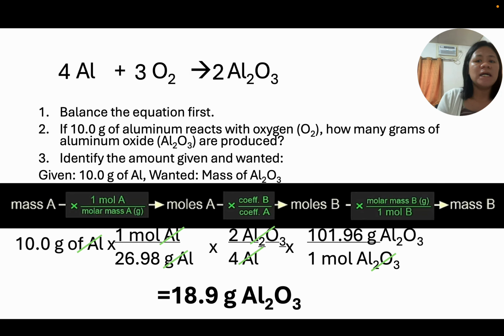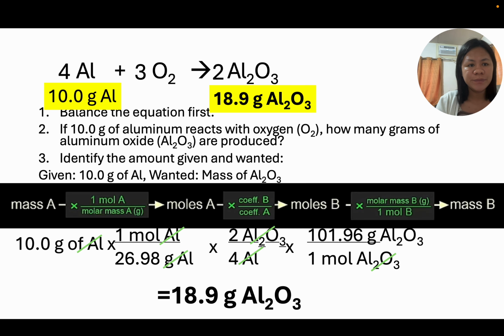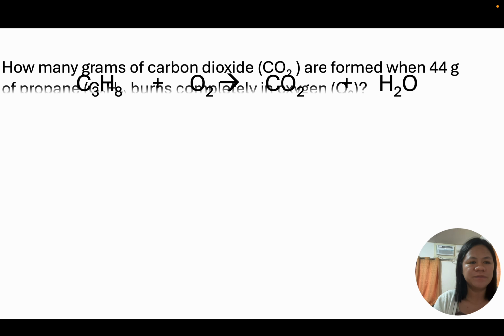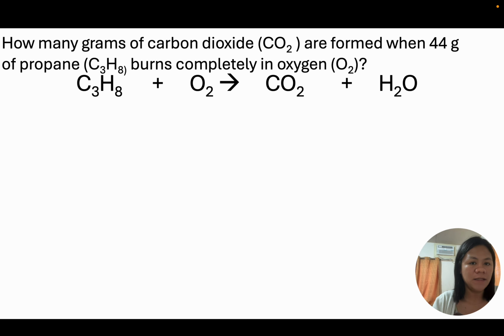So take note, in 10 grams of aluminum, now we're gonna get 18.9 grams of Al2O3. Ganun lang siya kadali. I hope you got that on the second na example. The third example is this equation. So, of course, first thing na gagawin natin is to balance. But first, we will see muna what is asked or what is the question. How many grams of carbon dioxide are formed when 44 grams of propane burns completely in oxygen?